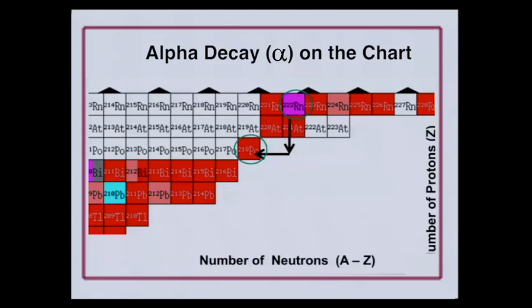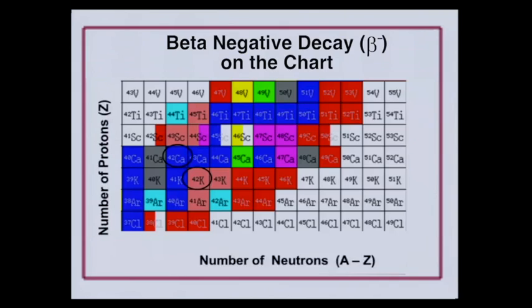The slides show that. In this case, radon-222 decays to polonium-218. When we're looking at beta negative, what we're going to be doing is converting a proton to a neutron, so we're going to be going down 1 and over to the right 1, which makes us move right diagonally.